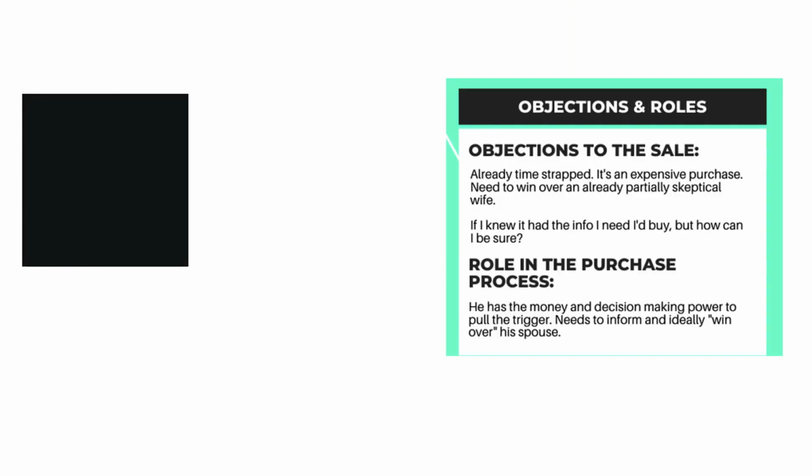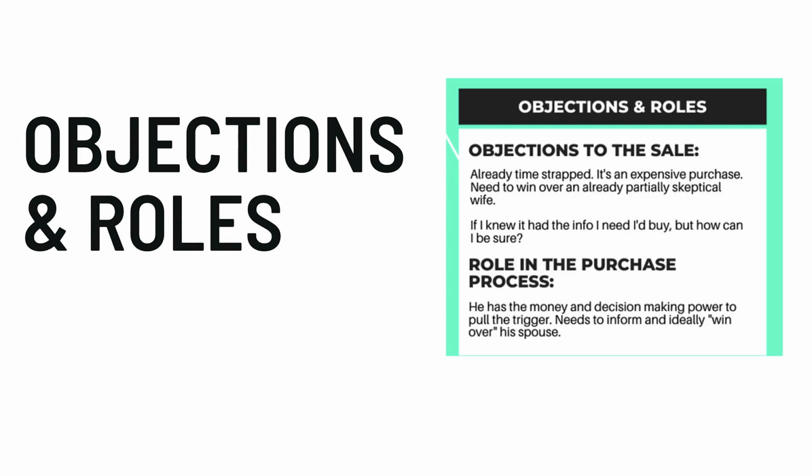So in the case of Michael's objections and roles, first of all, one objection he has is, look, I'm already time strapped. I've got a day job. I've got 2 young kids. I've got this $30,000 a month Amazon business that consumes a couple hours a night of my time. Like, when am I going to find the time to do this? And should I find the time to do this? Also, it's an expensive purchase. He needs to win over an already partially skeptical wife who's kind of wondering what the heck this Amazon thing's all about. And so he's struggling with that.